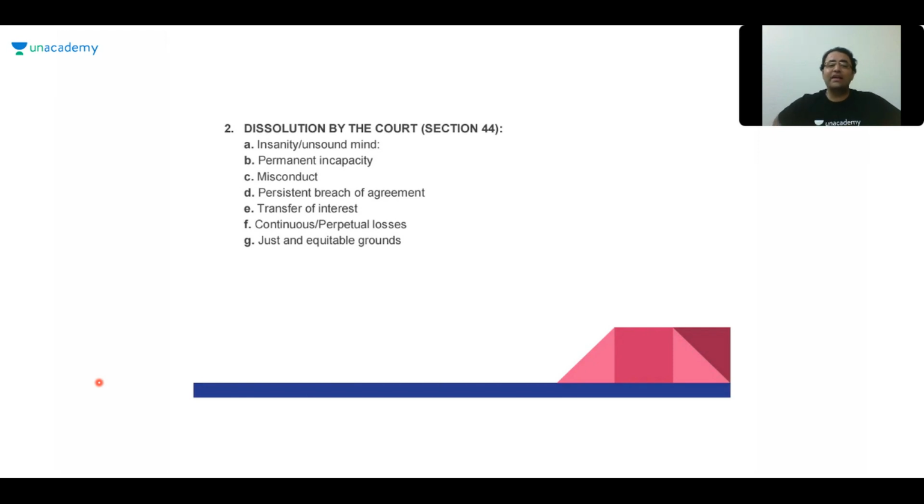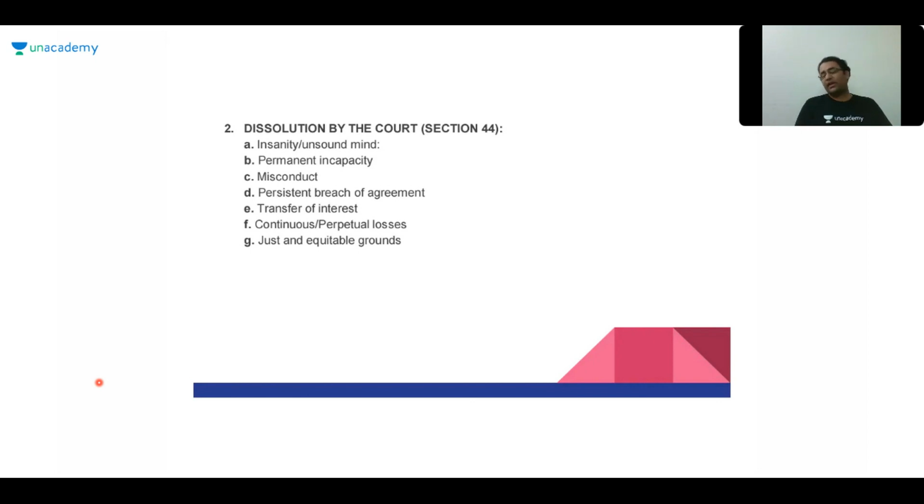The insanity or unsound mind of any of the partners. If on the application of any partner the court comes to the view that a partner is insane or of unsound mind, it can immediately order for the dissolution of the firm. If any of the partners is permanently incapable of performing his duties due to an accident or due to old age or due to any reason whatsoever, then an application can be made in the court for it to be dissolved. If there is any misconduct of one or more partners in the firm, misconduct means embezzlement, theft, or any other fraudulent activities, then the other partners can apply to the court for them to dissolve the firm compulsorily.